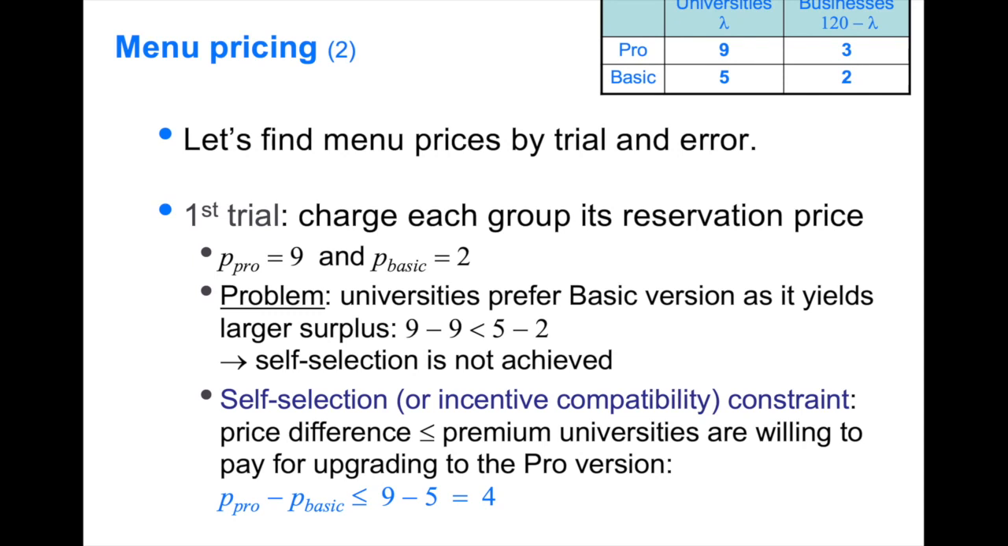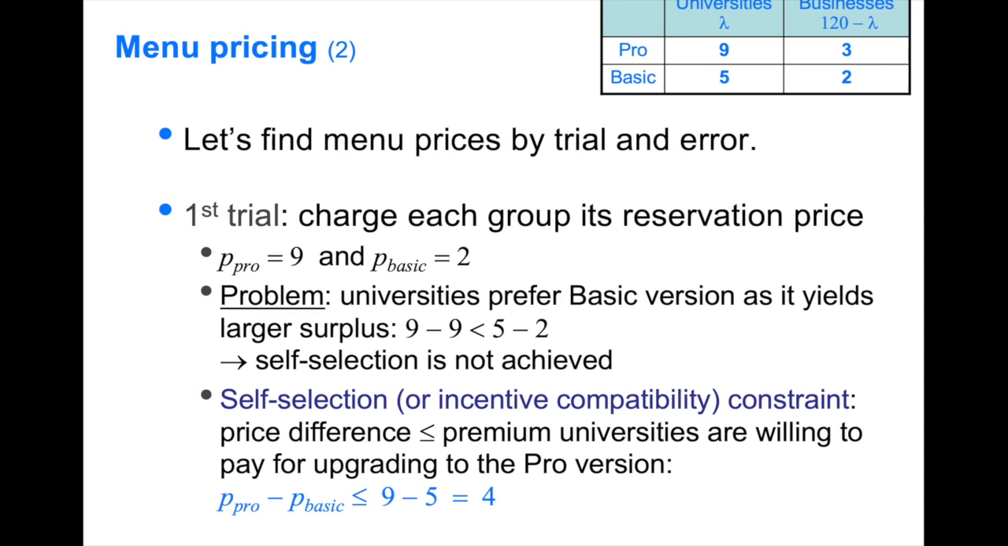Okay, so let's be greedy and try to set the highest possible price for the pro version and the highest possible price for the basic version. So we set the price equal to the willingness to pay of universities for the pro version. So we set the price of the pro version to 9, and we also set the price of the basic version to 2, so as to extract the full consumer surplus from the businesses. Now, what happens here? Why doesn't it work?